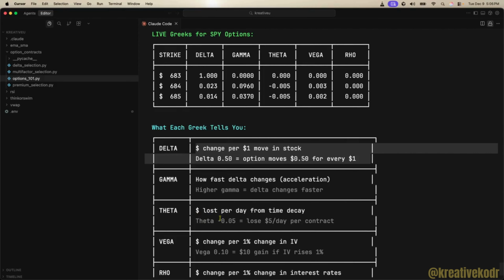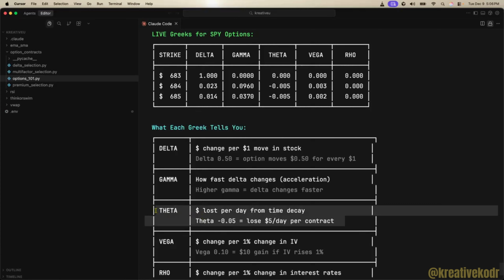Theta means we're losing a dollar amount every day because of theta decay. A theta of negative 0.5 means we're losing $5 per day per contract. So theta works against us if we're buying option contracts, and works for us if we're selling option contracts. We haven't gotten that crazy yet with regards to selling option contracts.